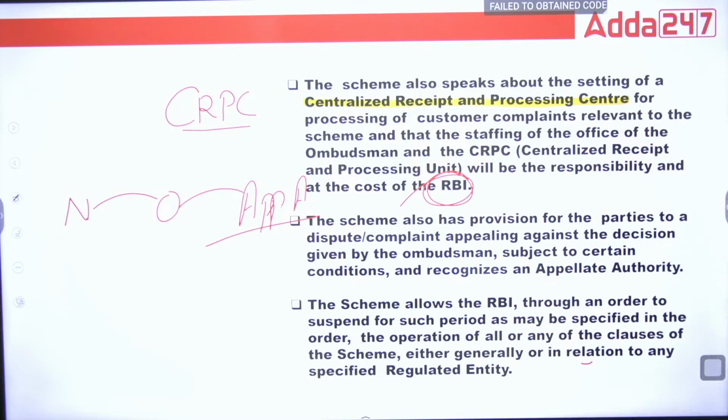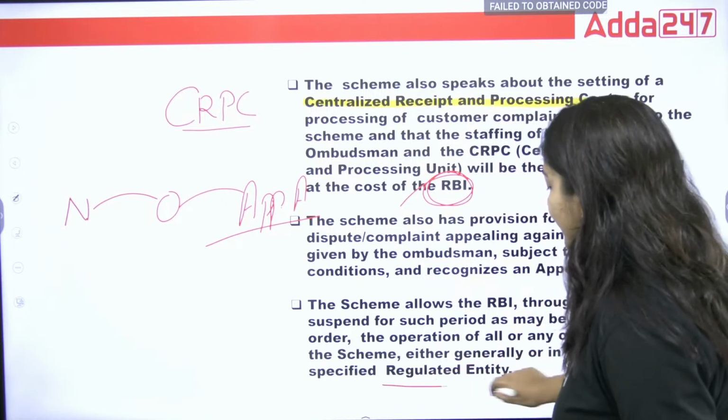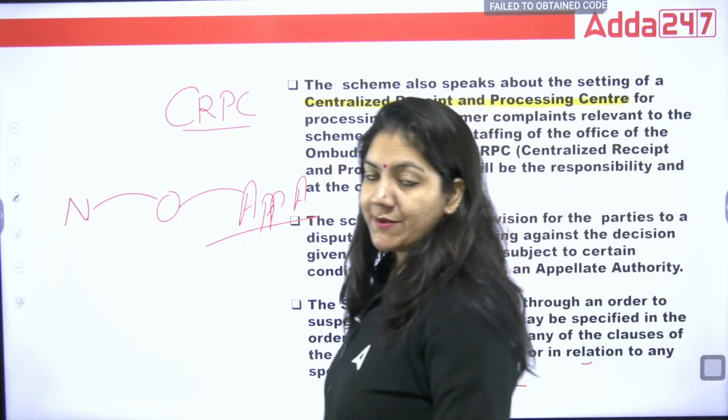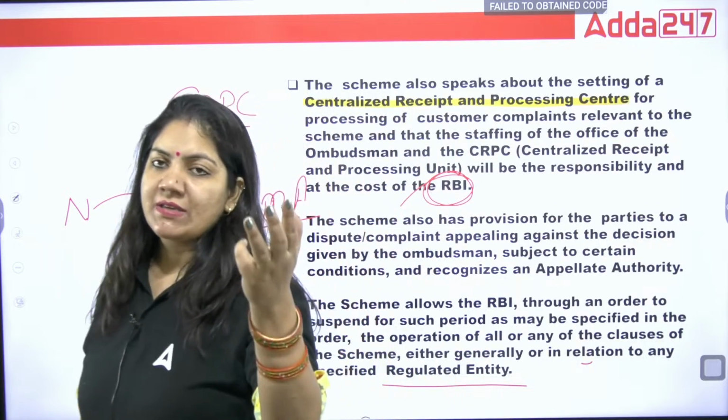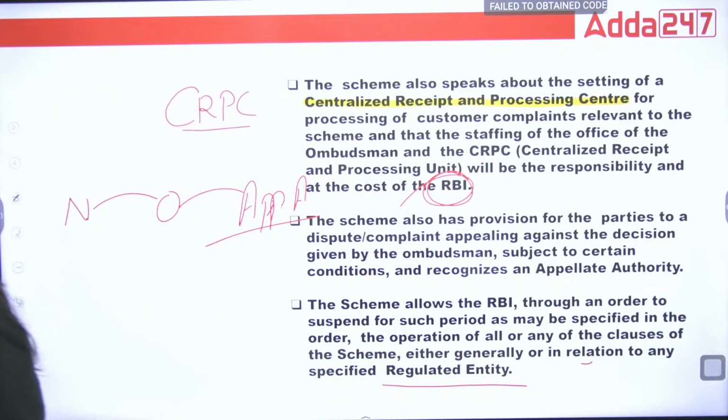The scheme allows RBI, through an order, to suspend for such period as may be specified in the order the operation of all or any of the clauses of the scheme, either generally or in relation to any specified regulated entity. And what is a regulated entity? Bank, NBFC, system participant. That's it. So these are the regulated entities. Okay.